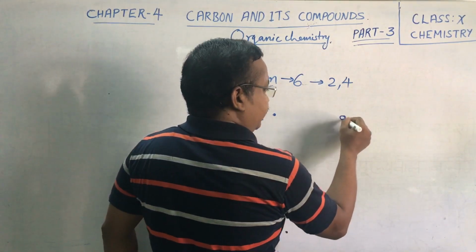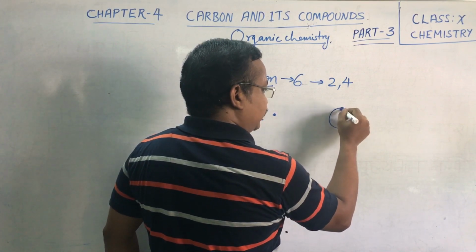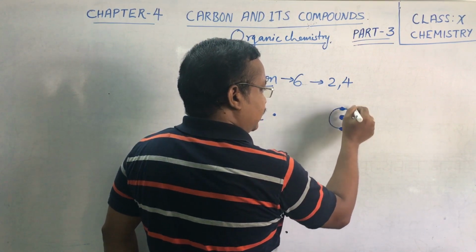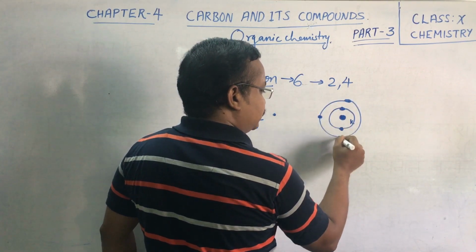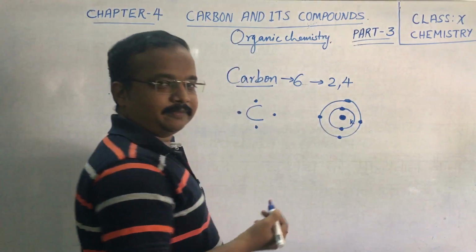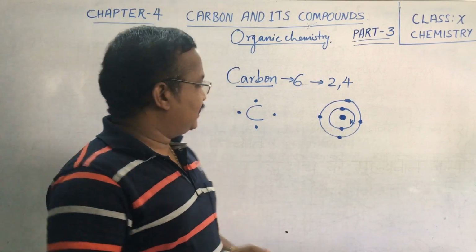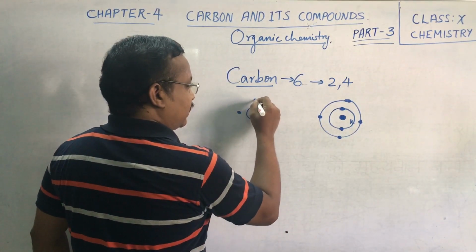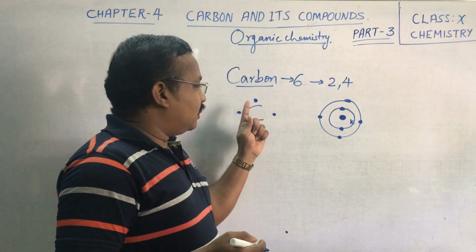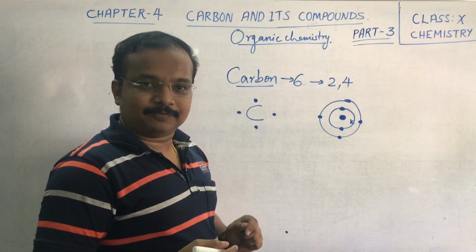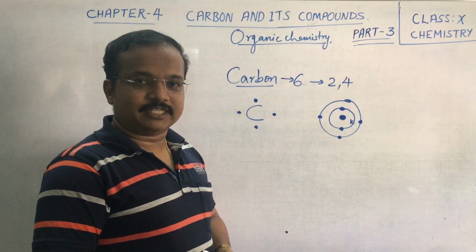See, if this is an atom, in the first shell, the K shell, there are 2 electrons, and in the second shell, in case of carbon, there are 1, 2, 3, 4 electrons. These 4 electrons are called valence electrons. Valence electrons are represented around the symbol of the element with dots, which is called the dot structure. Carbon combines with different substances, as we have studied.